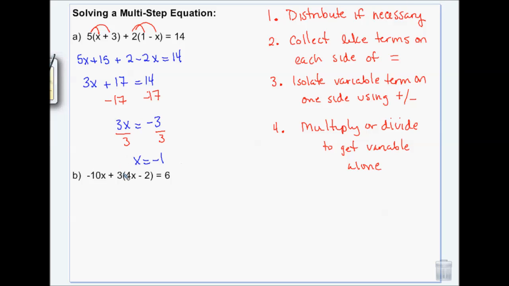Okay. We'll distribute again. I'll collect my like terms. Negative 10x plus 12x is 2x. I'm going to add 6 to both sides. So 2x is 12. Divide both sides by 2, and I will get x is equal to 6.